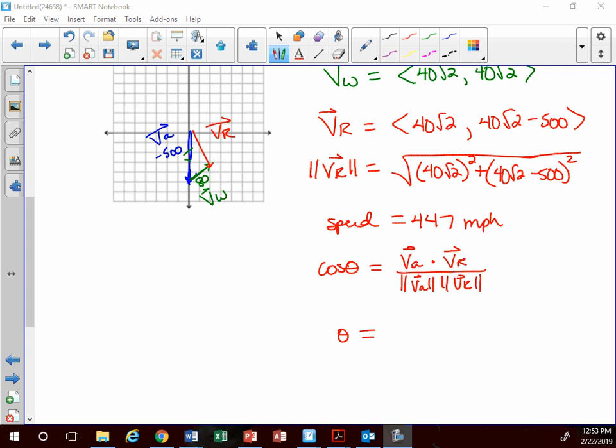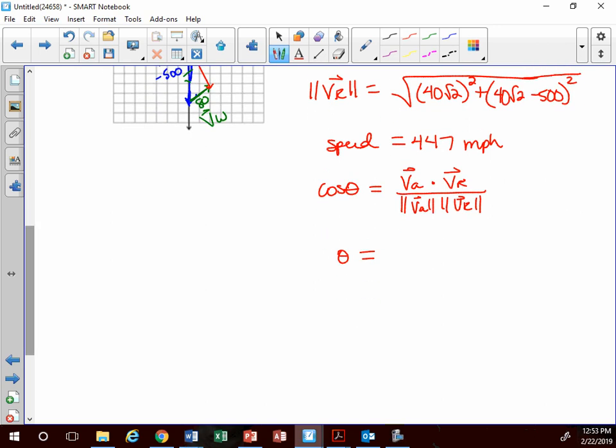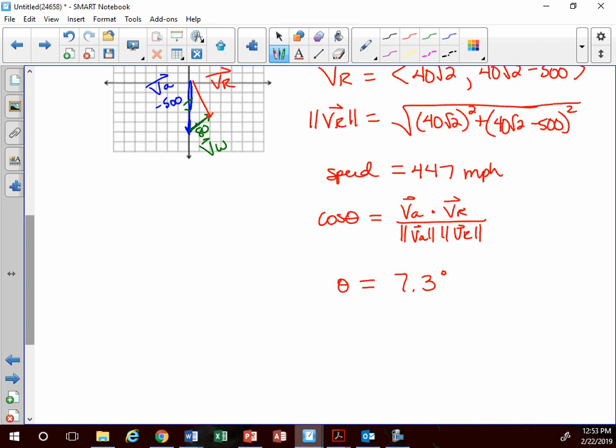Alright, what did you guys get for your theta? Ooh, different answers. It should be 7.3. Oh, 45 is the angle of... We are finding this angle right in here. Okay, so guys, key it all in at once. Please do not do little pieces. Just do the fraction key. Your numerator is going to be negative 500 times, in parentheses, 40 root 2 minus 500.